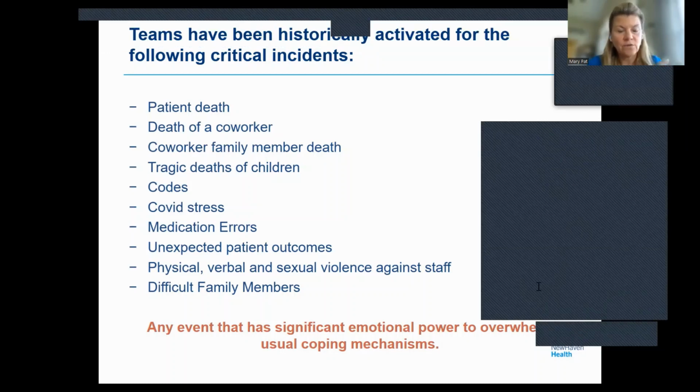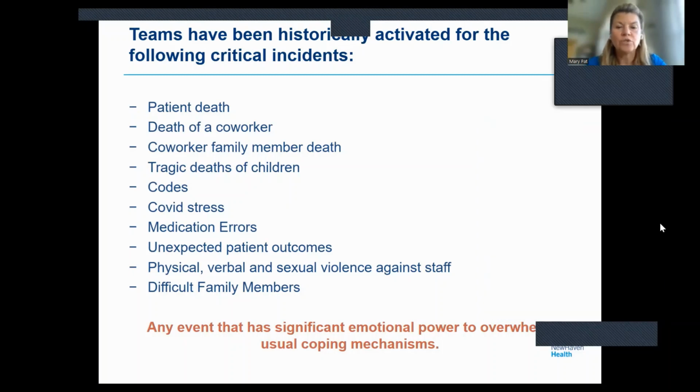And difficult family members. They're not necessarily physically or verbally abusive, but they're just very, very difficult and stressful to deal with. Really the team can be activated for any event that has significant emotional power to overwhelm someone's usual coping mechanisms, because some of these things you could do over and over again and you're fine. And then there's that one day where it's just not fine and you need to talk to somebody, and that's where we come in.